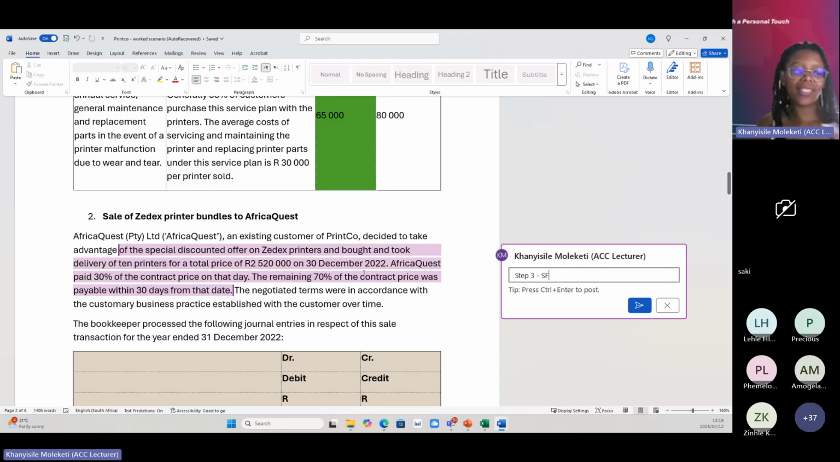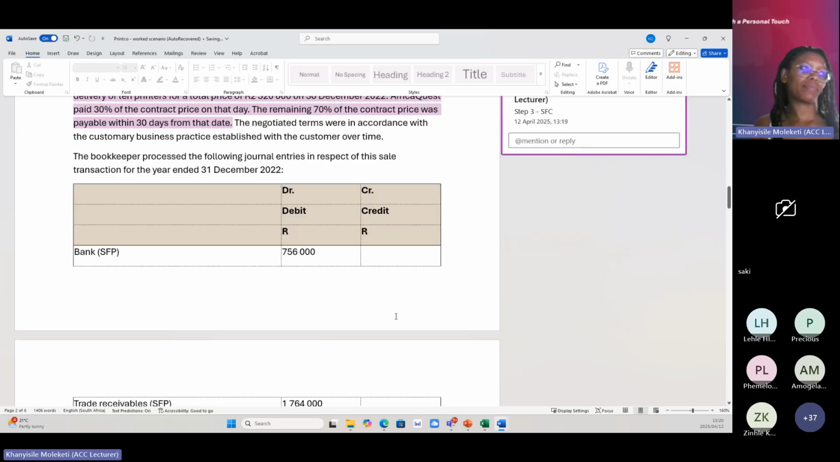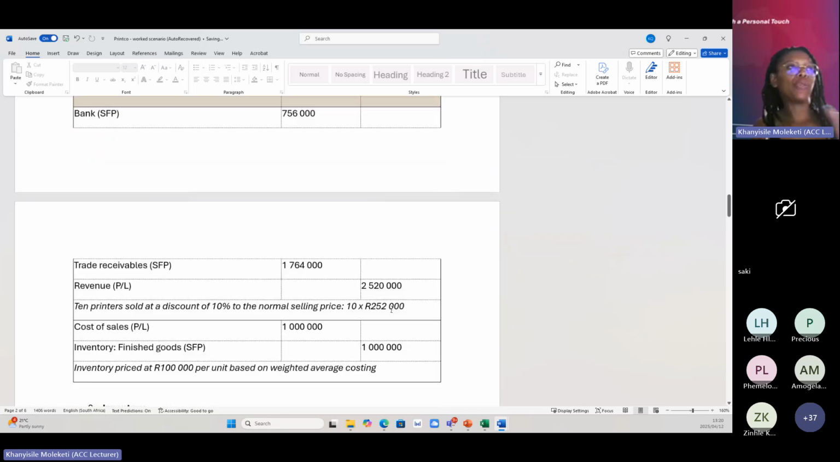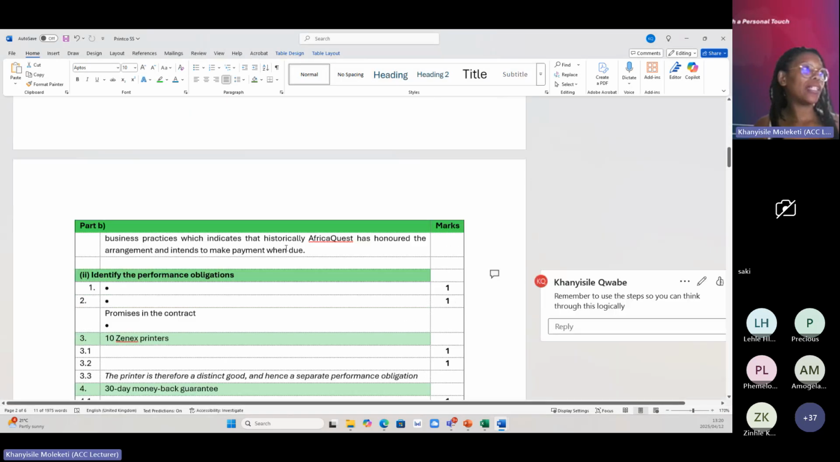Okay, we're considering it. We're going to conclude that it's not relevant because of the 30 days. So we're going to use a practical expedient, but we need to consider the significant financing component. So we need to make this note here. Okay. And then after using all these notes, we'll then go into our solution.